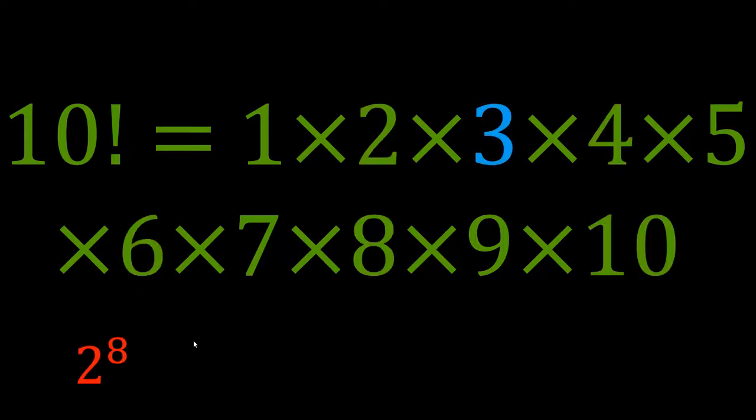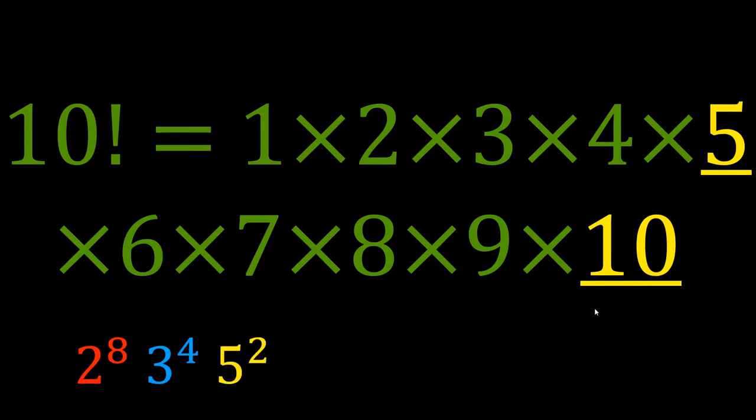So then the next prime factor is 3. How many 3's do we have in this product? We've got 1 3, another 3, and then 2 more. That's 4 3's. So 3 to the power of 4. And then the next prime we have is 5. How many 5's do we have? Just 2. There's a 5 and 5, and there's a 5 and 10. So we have 5 to the power of 2.